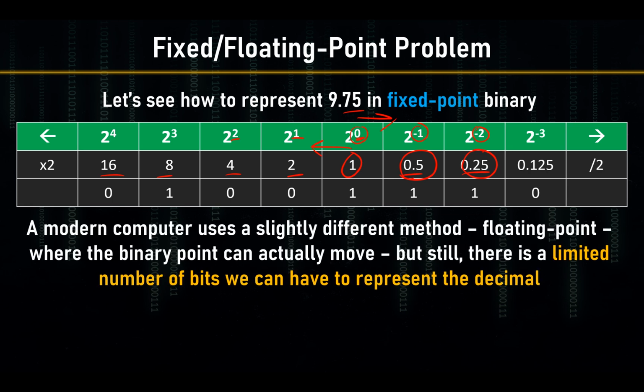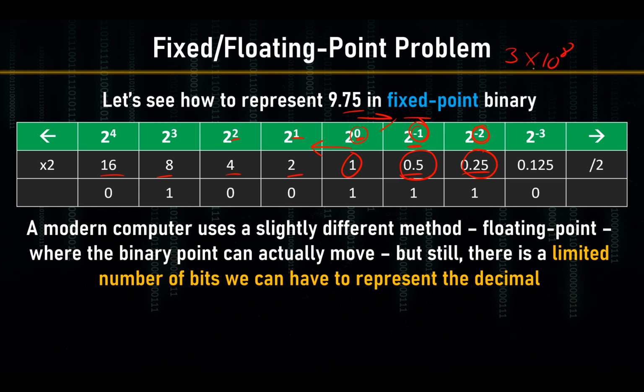Technically, a modern computer is going to use a slightly different method, floating point, and in this case, the binary point can actually move. But overall it's quite similar. We're still going to have the same thing, so it's just going to go 2 to the power 1, 2 to the power 2. The only difference is the same as with scientific notation.